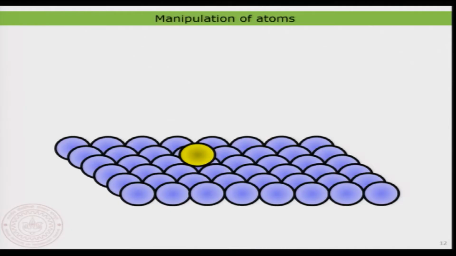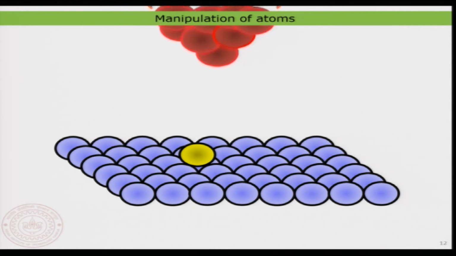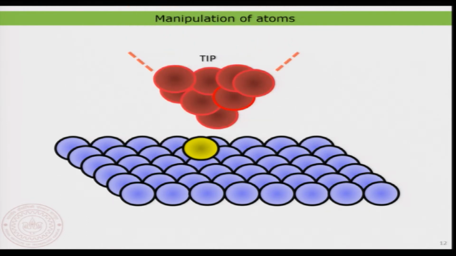Now, what I want to do is move the atom around the surface, and I want to make structures like I want. Let us do that. So, I have my tip, and as soon as I bring the tip close to the atom which is on the surface, there is always an atomic force acting between the tip and the atom, and therefore, the atom also starts to interact with the tip.